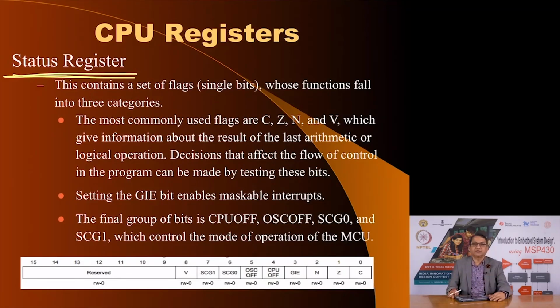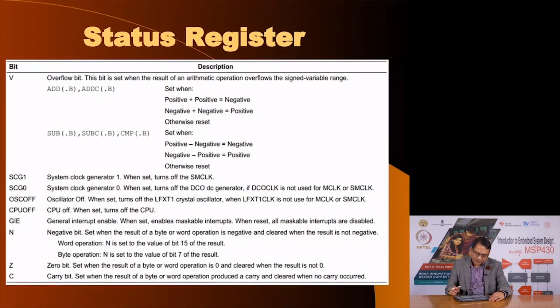It also has access to the interrupt mask, so that you can enable or disable interrupts, and it has some special flags which allow you to turn the CPU off or turn the oscillator off and so on, and we will see these operations subsequently in our exercises. We have an overflow flag which is set to 1 when the result is an overflow as a result of mathematical operations when you are dealing with signed numbers.